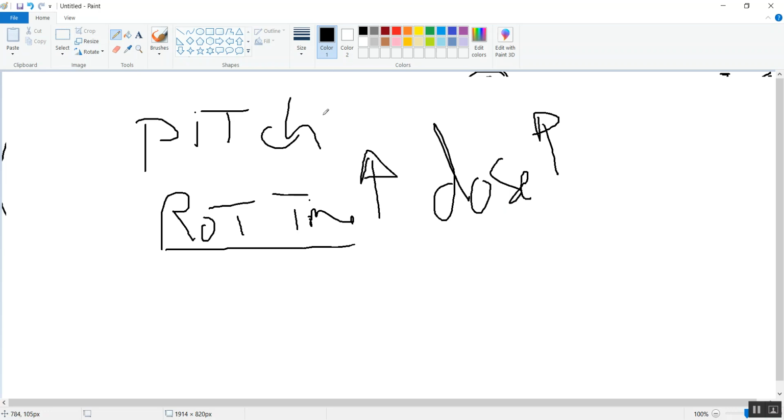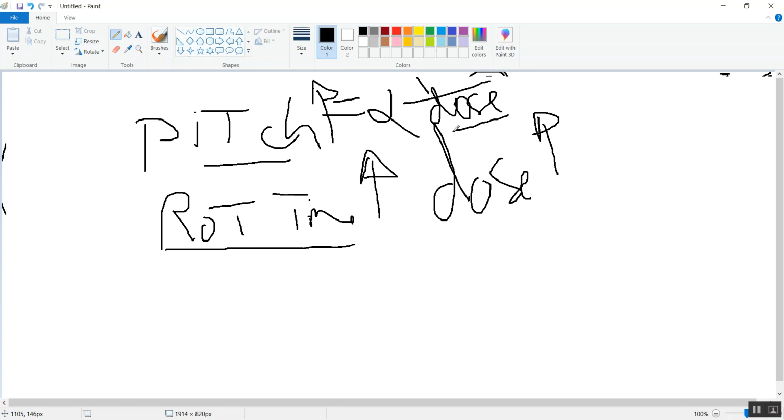For pitch factor, which is related to the table movement, when the table moves very fast, there is less scan time, so less patient dose. So pitch is inversely proportional to the patient dose, 1 by dose. When we increase the pitch, that means increasing the table movement, and the dose will be less.